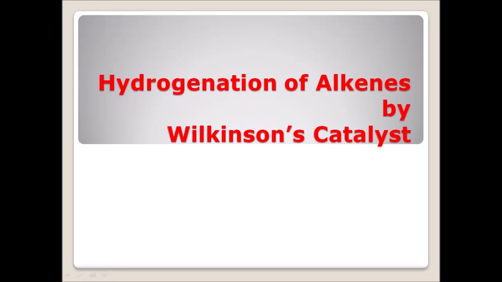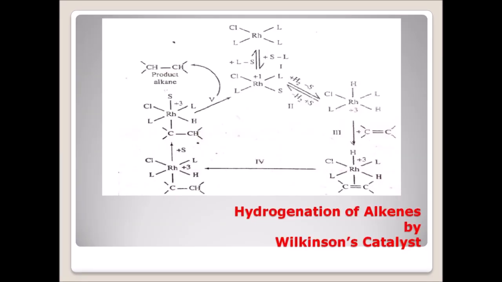Dear students, today we are going to discuss the mechanism of hydrogenation of olefins using Wilkinson catalyst. First, on passing hydrogen into the solution of the catalyst in benzene, followed by the addition of olefin, the alkane is going to be formed. For that process, we are now seeing the mechanism.